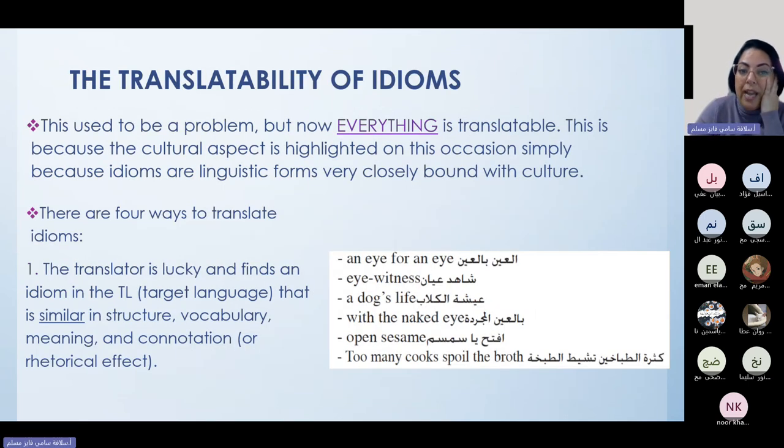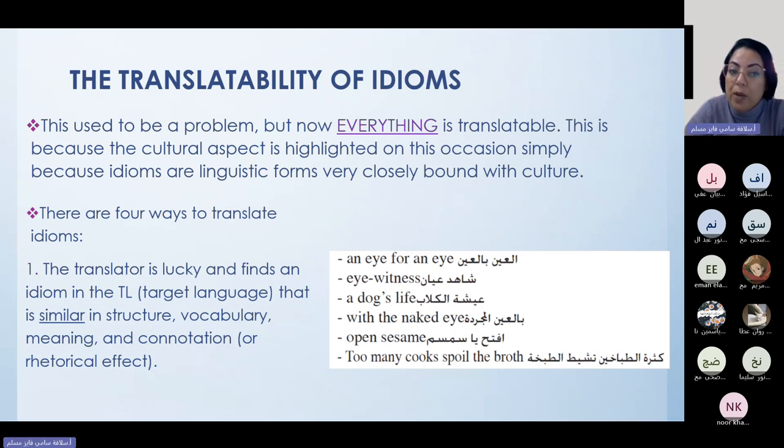Okay, so we have what we call the translatability of idioms. That is, how to translate; are the idioms translatable or not? Now in today's world, with today's technology, with the internet, research and AI, we can say that 99% of everything is translatable, and 1% may be not translatable or hard to translate. But we will go with the notion that everything is translatable.